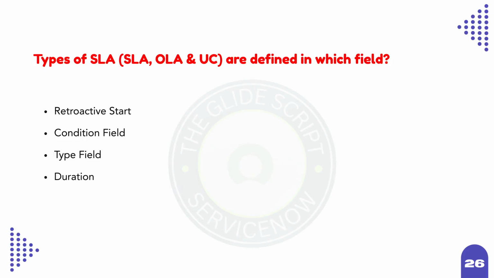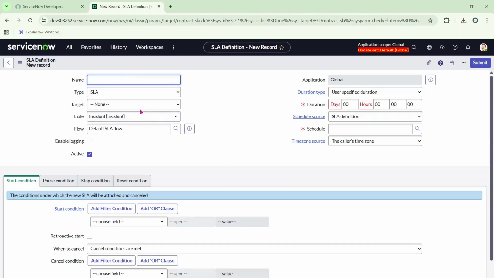Retroactive start, condition field, type field and duration field. And the correct option is the type field. Let's verify it. So I am on the SLA definition new record form and you can see here on the type field, if you click, SLA, OLA and underpinning contract, that is nothing but UC. So the correct option is the type.